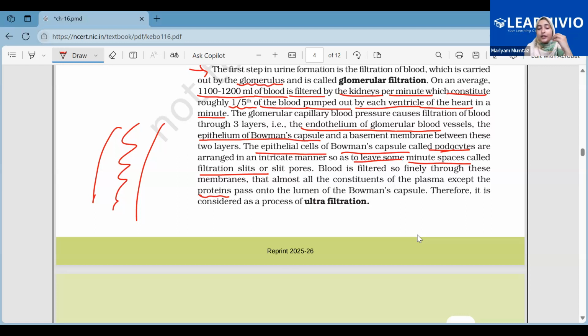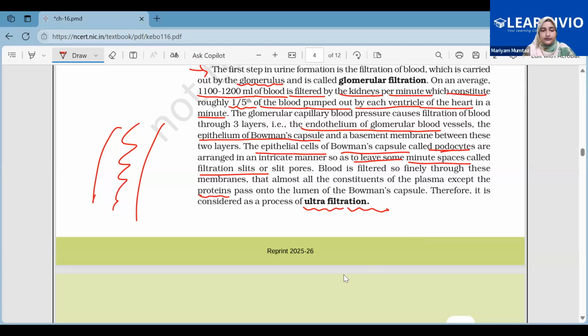Because it is such a minute, precise kind of filtration that all the constituents of the plasma are getting filtered away, we call it ultrafiltration. Clear?